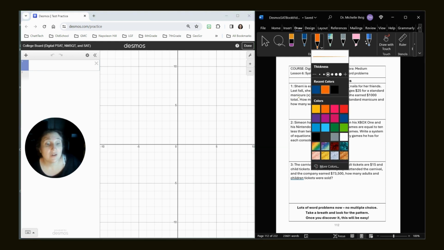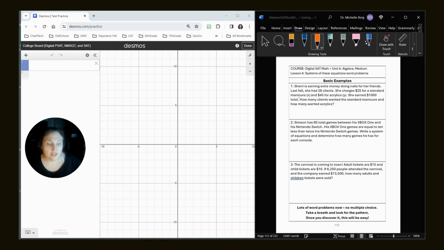First of all, usually when we have systems of equations, we have something that deals with total and something that deals with money. Not all the time, like question number 2 doesn't deal with money. But the most important thing is your first equation will almost always be x plus y equals 28, a count. Your second equation, especially if it's money, will deal with money. So 25 is the manicure for x, so we have 25x, and $45 for acrylics, 45y. And altogether, she earned $1,000. So that gives us our system.